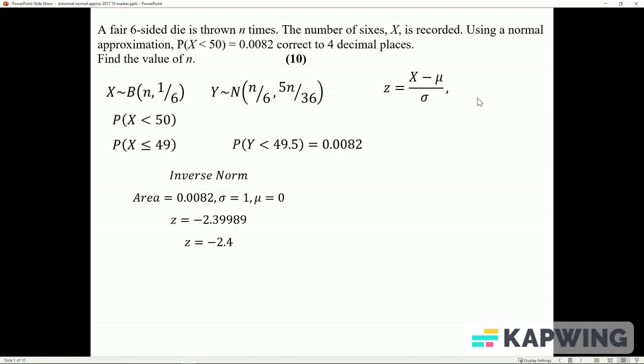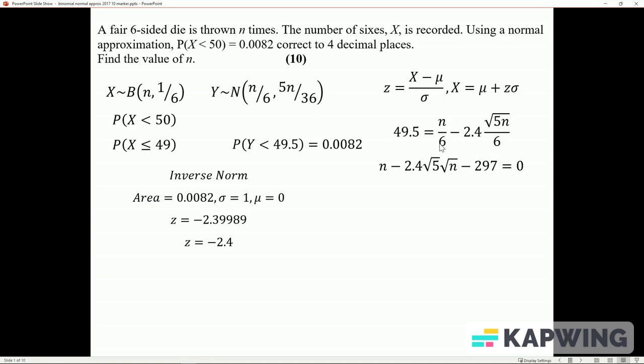And then using our formula, now we could use this formula for the z, but I'm going to use this one, the rearranged x equals. We used to use this a lot when we had to just use z values all the time, but now we've got the calculator. And we're sticking in the z value, we're going to get the x. So I'm going to use this version of it. It's just this rearranged. So I've got 49.5 for my x, and then the mu is n over 6, and then minus 2.4 times the sigma, which is the square root of the variance, or root 5n over 6.